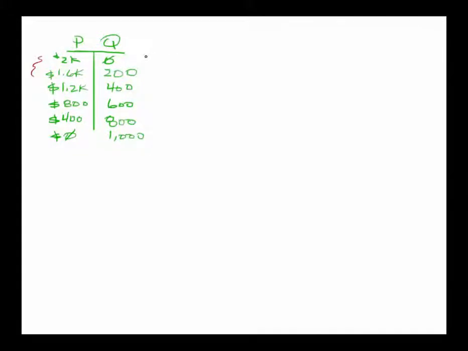On the quantity side, as we decreased price, you'll notice that we increased the quantity that Ashley wanted to buy by 200. So each of these changes is 200 increments. So the change in quantity was constant at 200 units for every change in price, and the change in price was also constant at a change of $400. And of course you'll notice that these two things moved in opposite directions.